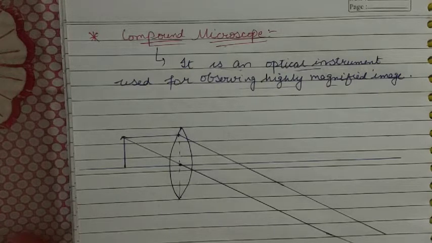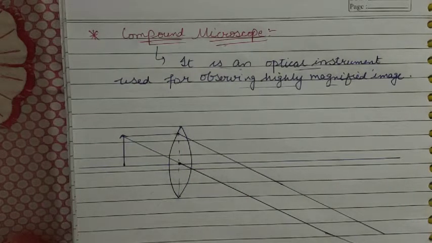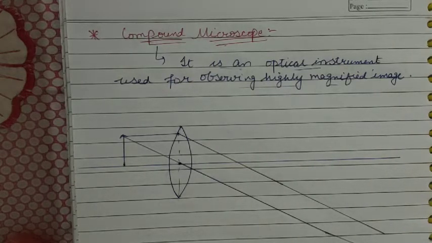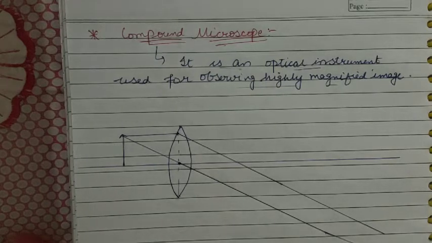What is a compound microscope? It is an optical instrument used for observing a highly magnified image. Now let's see its ray diagram. Before the ray diagram, I clarify that by definition of optical instruments, the magnifying glass or simple microscope and the compound microscope are nearly the same. Okay. Now let's see the ray diagram for this microscope.